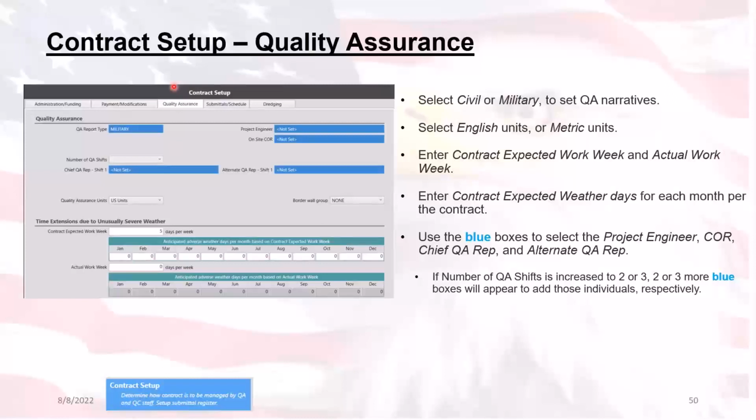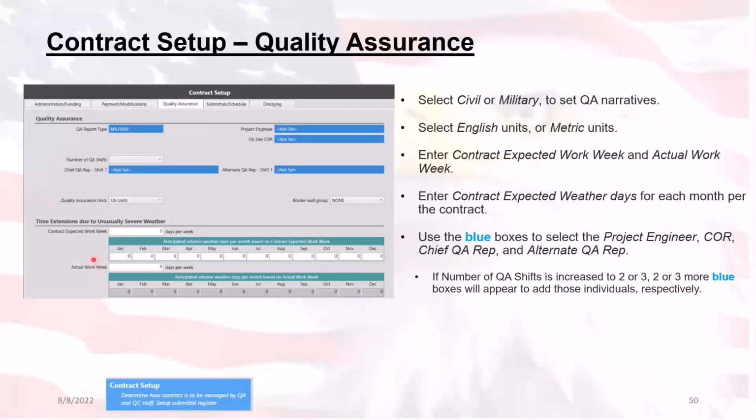First thing you want to do when you get to this tab is select what type of QA report, whether it's military or civil, in addition to listing who the PE is, who is the on-site contracting officer's representative, otherwise known as COR, because some of us have a hard time saying representatives. How many quality assurance shifts there are, or QA shifts. Who is the chief QA rep, if there are any alternate QA reps, as well as the quality assurance units that will be used for the contract.